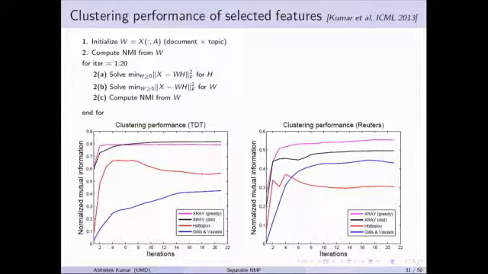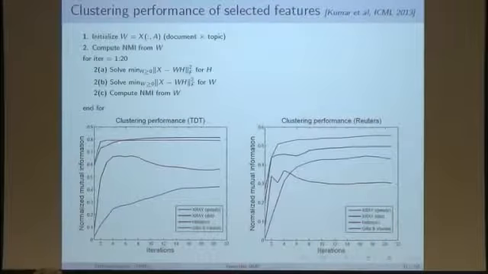So this experiment evaluates the selected features on a clustering task. I'll not go into more detail here, but you can see the magenta curve and the black curve are the proposed methods. So they are better than Bittorf and GLS on both these data sets.